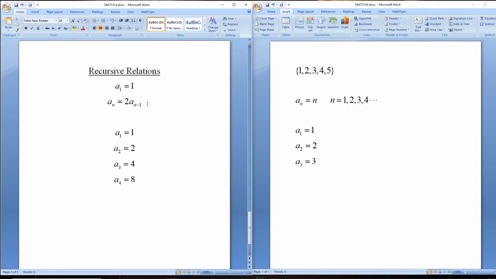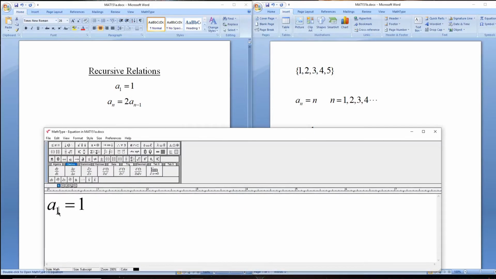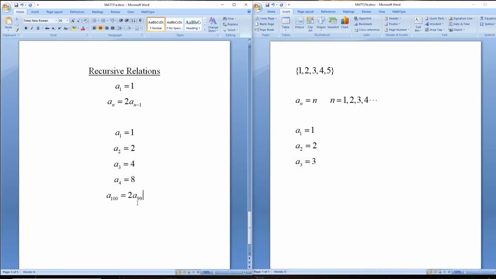With recursive relations, though, we always have to list out every number until we get to the number we want. In other words, if I want to know what a sub 100 is, well, if we look at our recursive relationship, a sub 100 is 2 times a sub 99. So the only way I can figure out a sub 100 is if I also knew a sub 99. So with a recursive relationship, we'd have to list all those numbers to eventually get to the position we want.